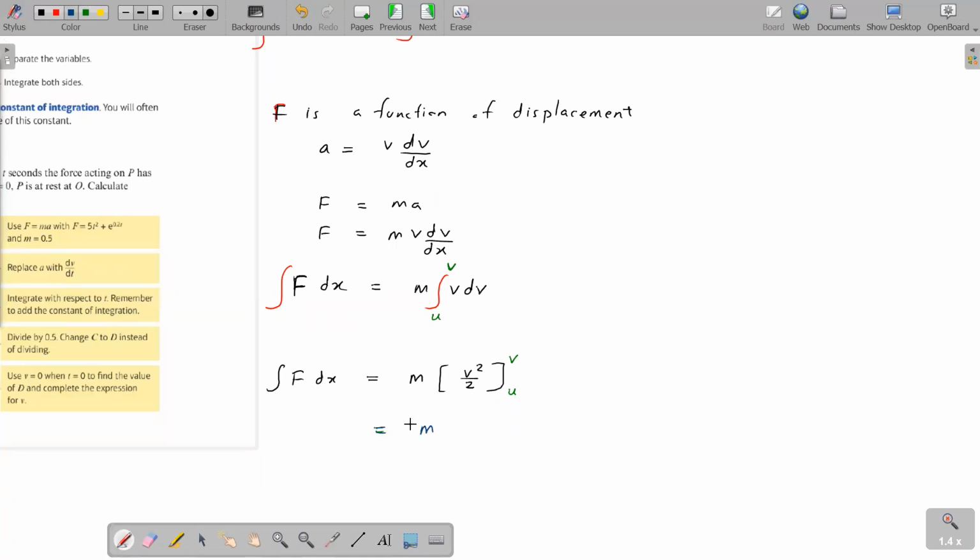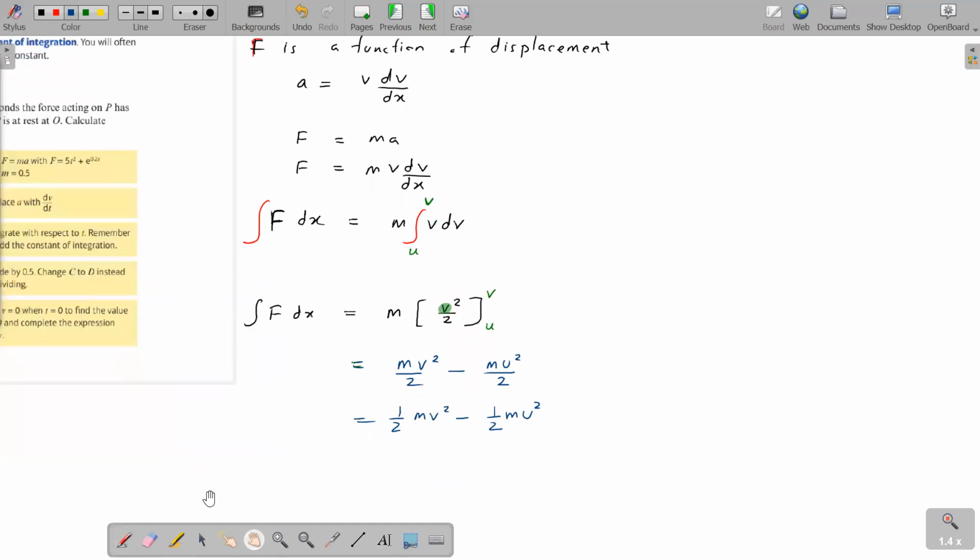M, first replacing the v with v, that makes no difference. Mv square over 2 minus the next one is mu square over 2. Guys, do you see what this is? Half mv square minus half mu square. Who is half mv square minus half mu square? That's the change in the kinetic energy.